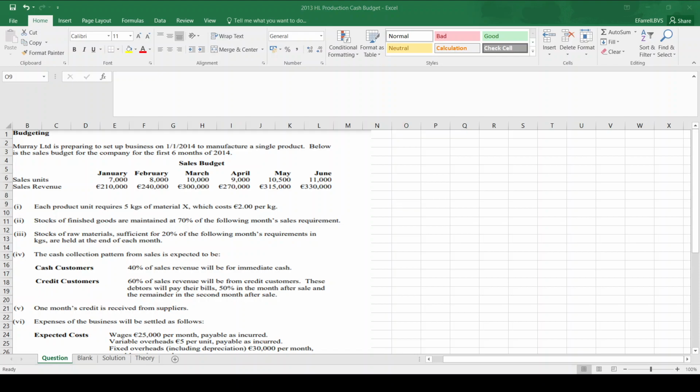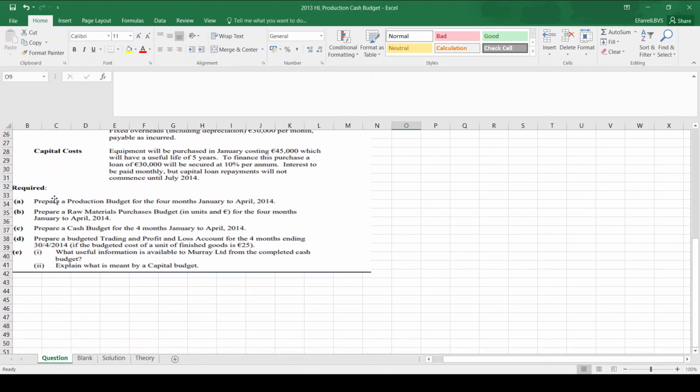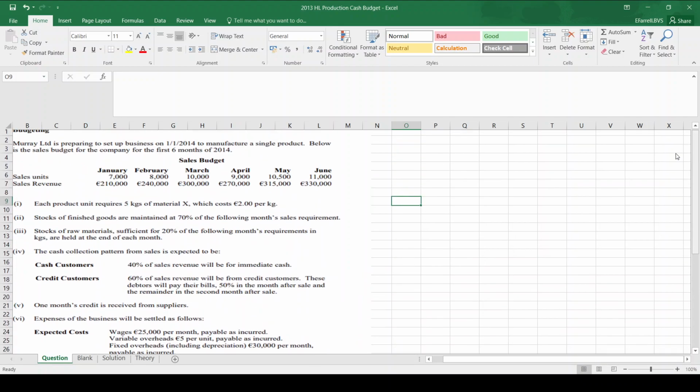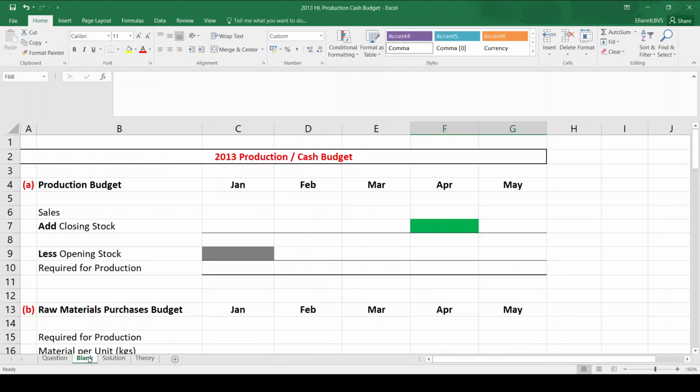Hi, today we're going to have a look at the 2013 Leaving Cert Higher Level Production Cash Budget. The first thing we were asked in the production cash budget is to prepare a production budget for 4 months, January to April 2014. So to do that, we're going to set up like this.